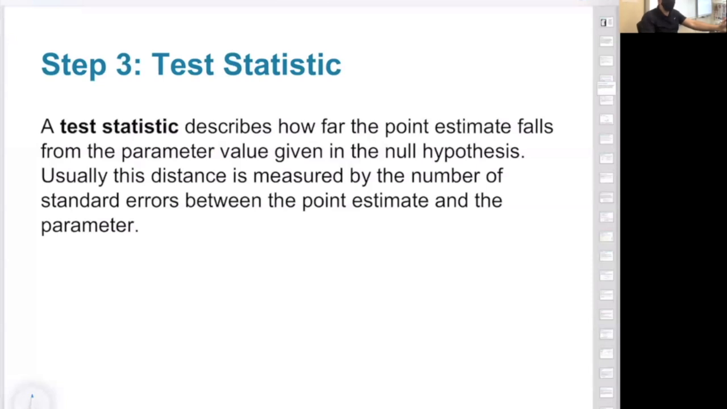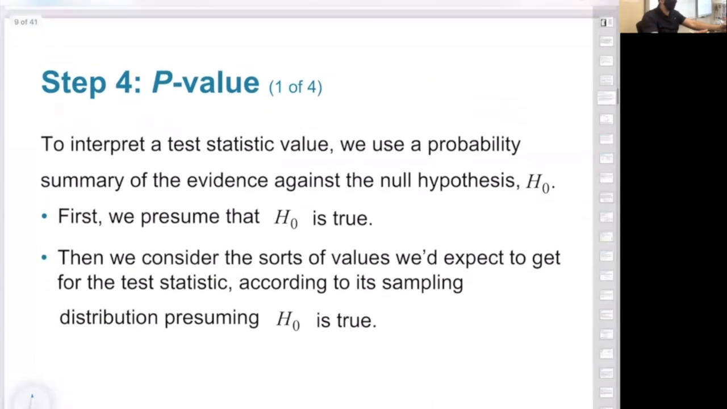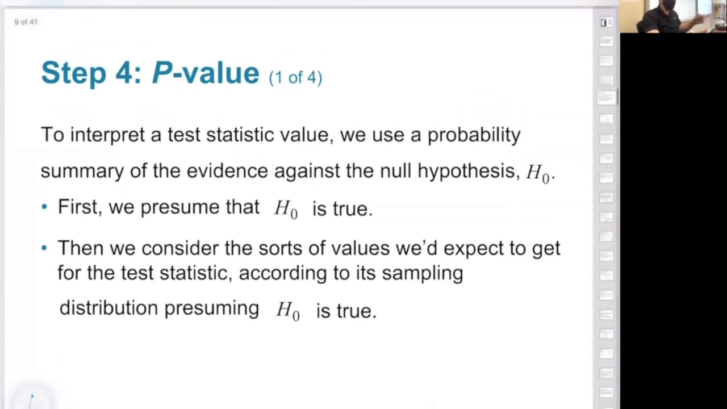So usually this distance is measured by the number of standard errors. So this, of course, emphasizes that this is Z score or T score, as I said to you. After that, we will calculate the probability value for a test statistic. So, what is the p-value we'll do here?